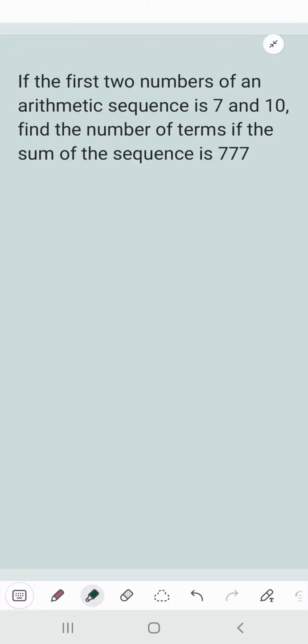Let's solve this problem. If the first two numbers of an arithmetic sequence are 7 and 10, find the number of terms if the sum of the sequence is 777. Let's get started with the solution.